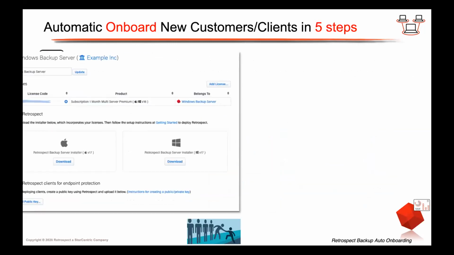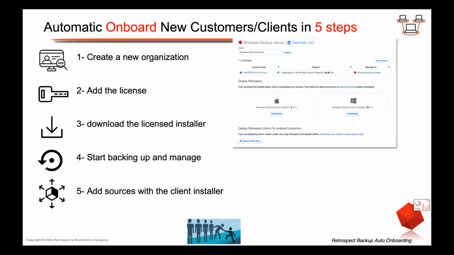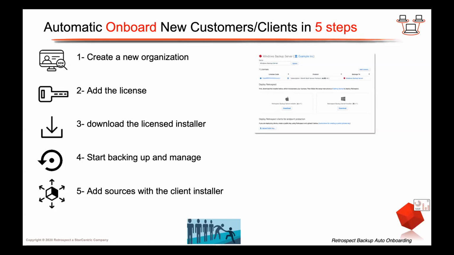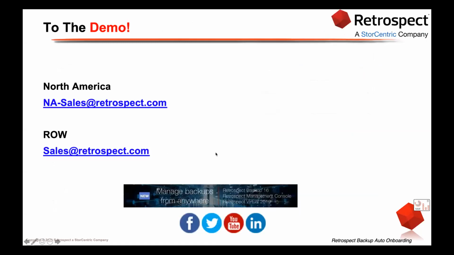Robin's going to show you this, but very simply, it's auto onboarding with our new Retrospect capability. With this centralized management, we now have the ability to auto onboard these machines, which means you basically create an organization, add the license, download the license installer, and start backing up. Very simple setup, very simple protocols. Robin's going to actually show you in just one second, and I'm going to get you over to the demo.